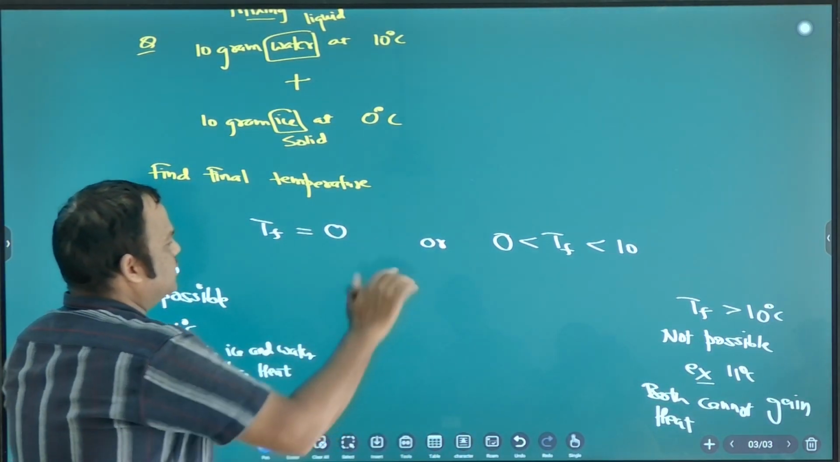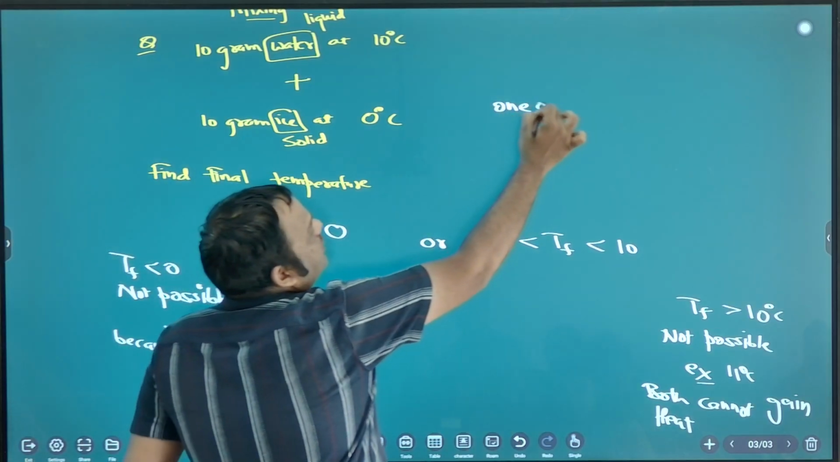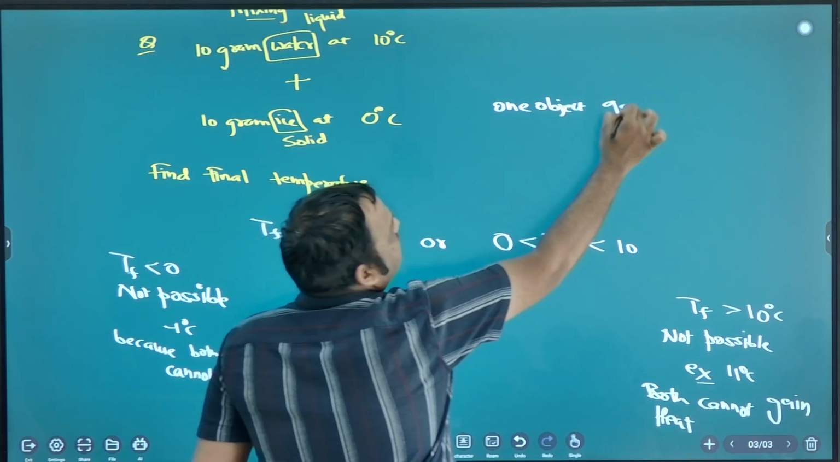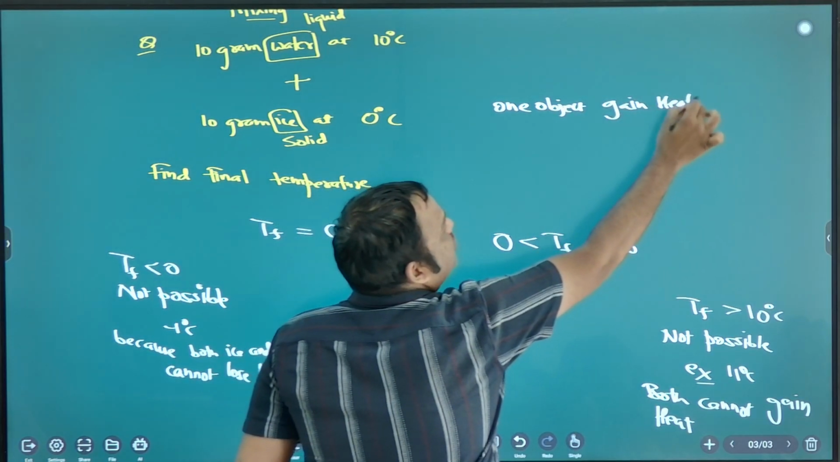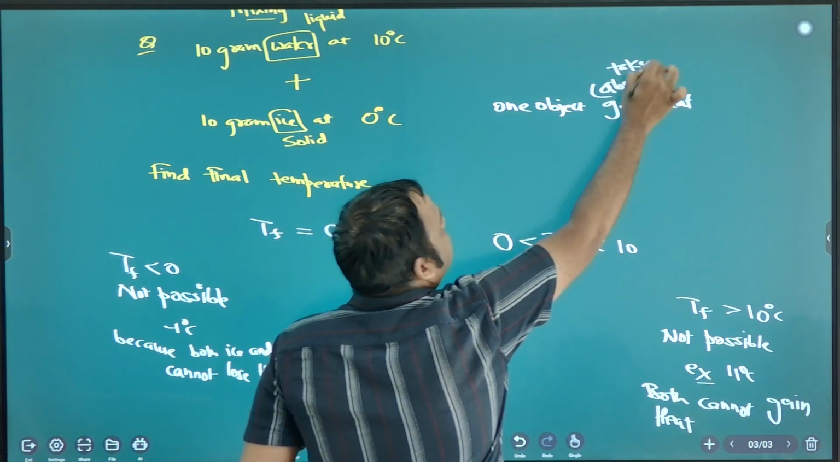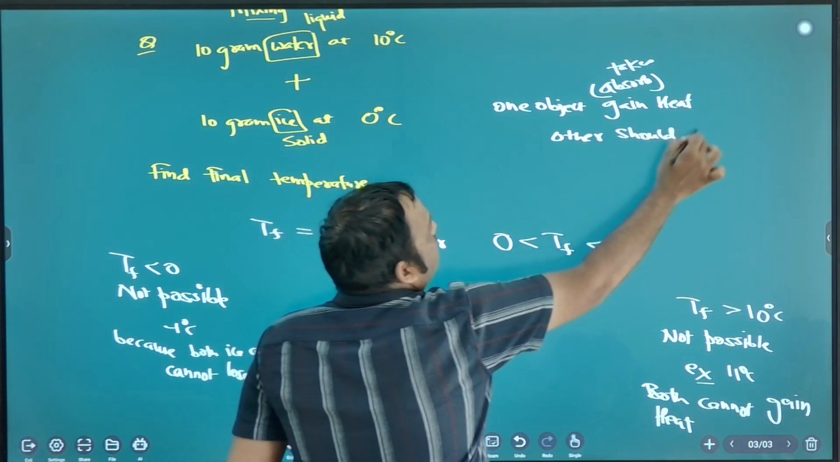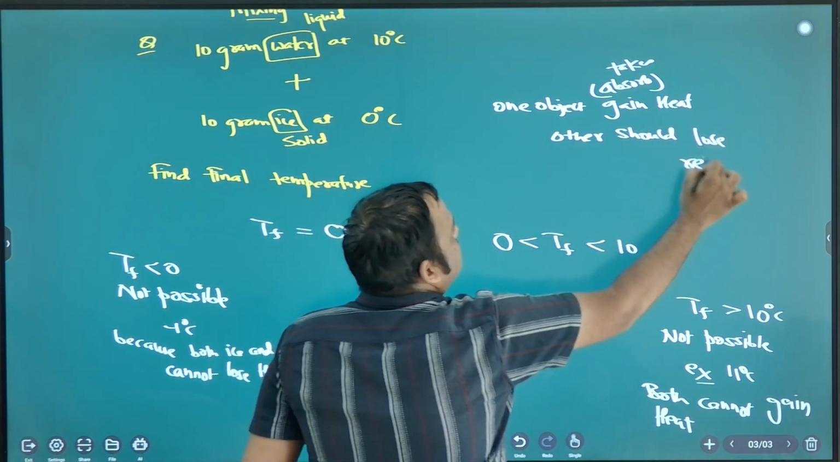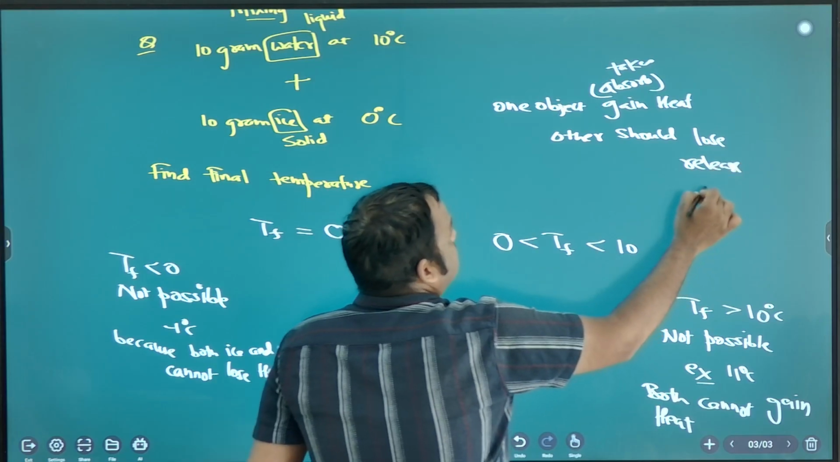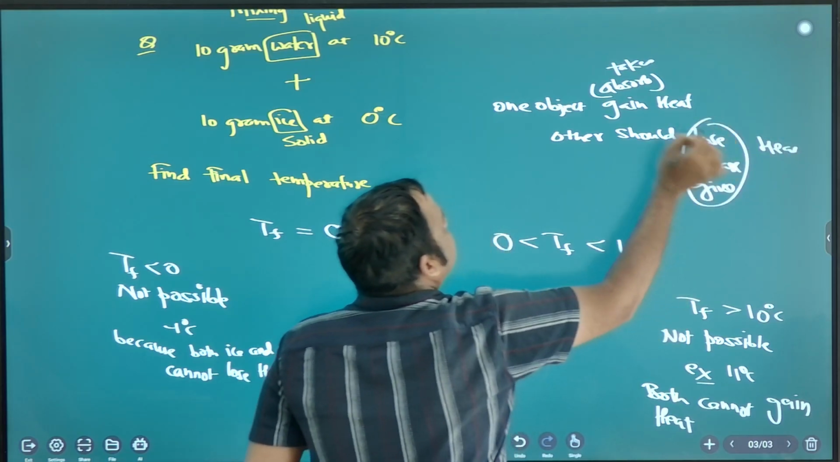Okay, like this. One object gains heat. Gaining heat means it absorbs heat or takes heat. The other should lose, release, or give heat.